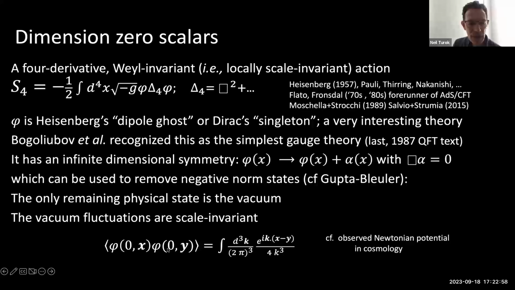Because it's dimensionless, its two-point correlation function is dimensionless. So if I write it as integral d3k times some power of k, it has to be 1 over k cubed just by dimensions. And that's exactly the form we see for the Newtonian potential fluctuations coming out of the Big Bang. So we got interested in this as, is it possible that what we're seeing in the CMB is nothing but the vacuum fluctuations of a dimension zero field?